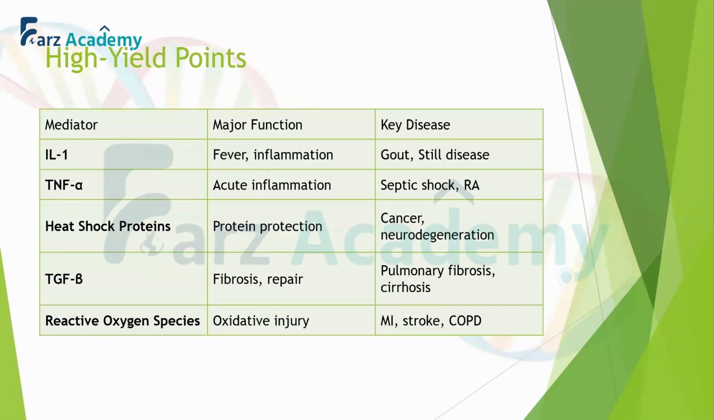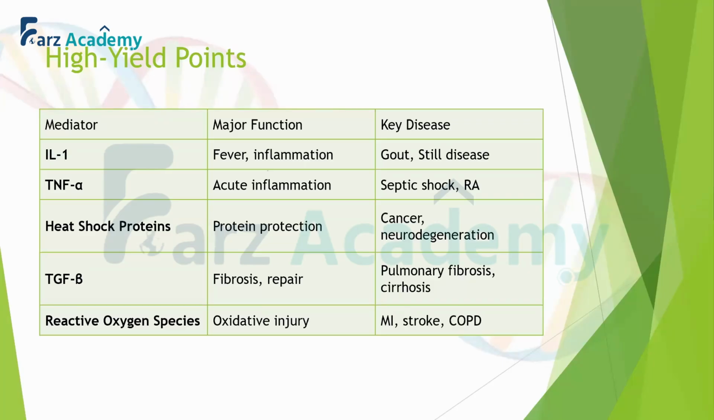Here I've summarized a few high yield points that are important from an exam point of view. So interleukin 1 mainly results in fever and inflammation. Key diseases would be arthritis, gout, and Still's disease. Okay, TNF alpha, again, it is seen in acute as well as chronic inflammation, and it is commonly seen in septic shock and rheumatoid arthritis. So when you're using anti-TNF drugs, you should rule out that the patient is not having sepsis, and major adverse effect would be reactivation of TB and also opportunistic infections.